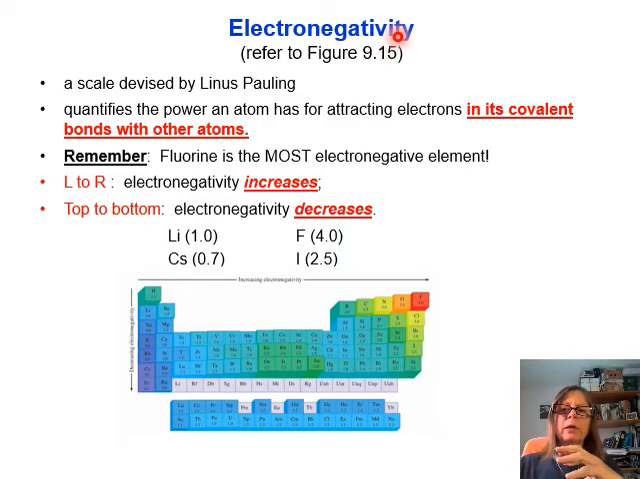When one of these elements is more electronegative than the other, the cloud of electrons is distorted towards the more electronegative element. Remember, forever, fluorine is the most electronegative element of the periodic table. And the second one is oxygen. In general, electronegativity increases from left to right in the periodic table and decreases from top to bottom.